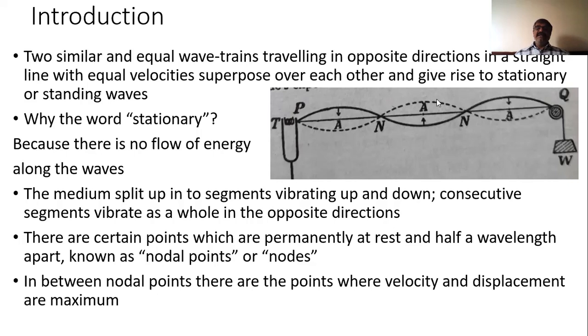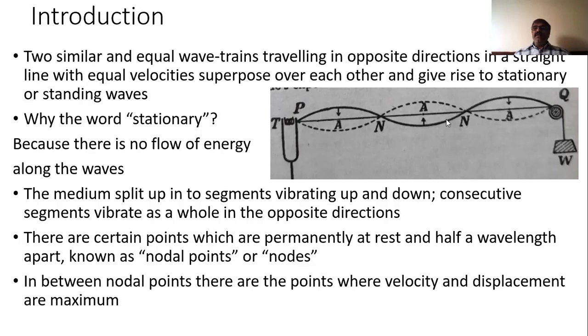Since there is no transmission of energy, there is no flow of energy along the wave. Just like in the case of progressive waves, there is transfer of energy. There is no transfer of particles, but there is transfer of energy. But in this stationary wave pattern, there is no transfer of energy. So therefore these are called stationary waves.